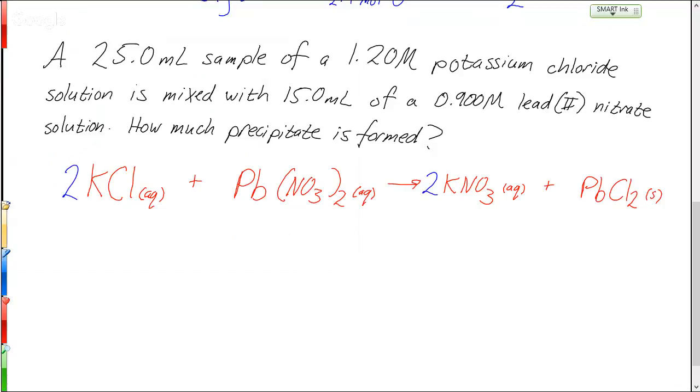Okay, that looks good. And now we have a little bit more information about what we need to do. We're given the amount of potassium chloride and lead nitrate, and we need to solve for how much lead chloride precipitate is formed. So we can do that. What do we need to do next here?